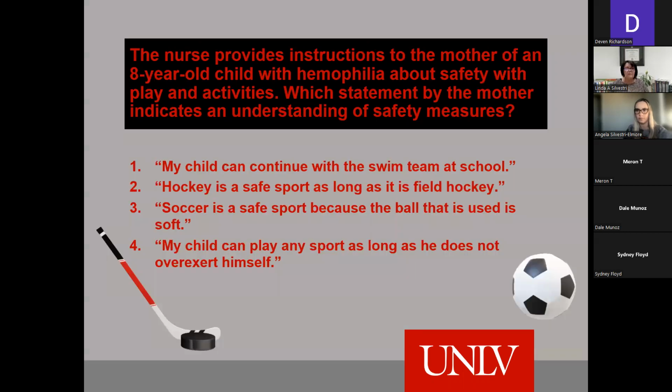Okay, next question. The nurse provides instructions to the mother of an 8-year-old child with hemophilia about safety with play and activities. So which statement by the mother indicates an understanding of safety measures? My child can continue with the swim team at school. Hockey is a safe sport as long as it is field hockey. Soccer is a safe sport because the ball that is used is soft. My child can play any sport as long as he does not overexert himself.